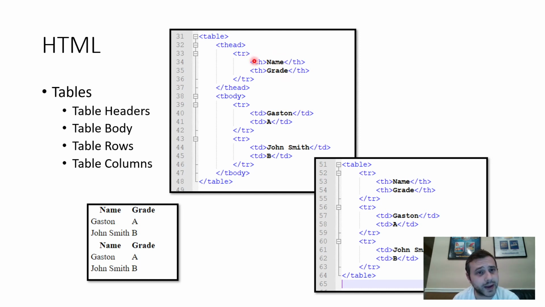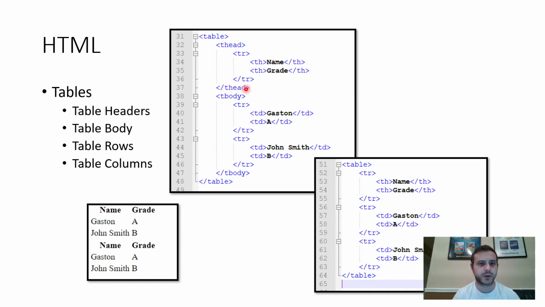And within that, you have TR. TR means table row. For every row in your table, you have to specify TR. And then within a row, you have columns. TH specifies that this is a column, but it's a header column. So for instance, here I have th of name and th of grade. And notice I end with this th here, where I want the column header to stop.